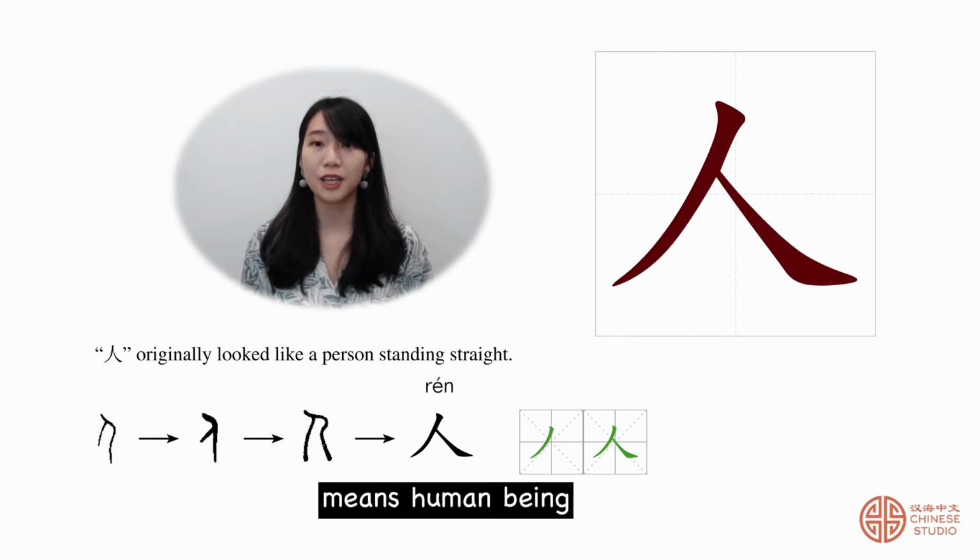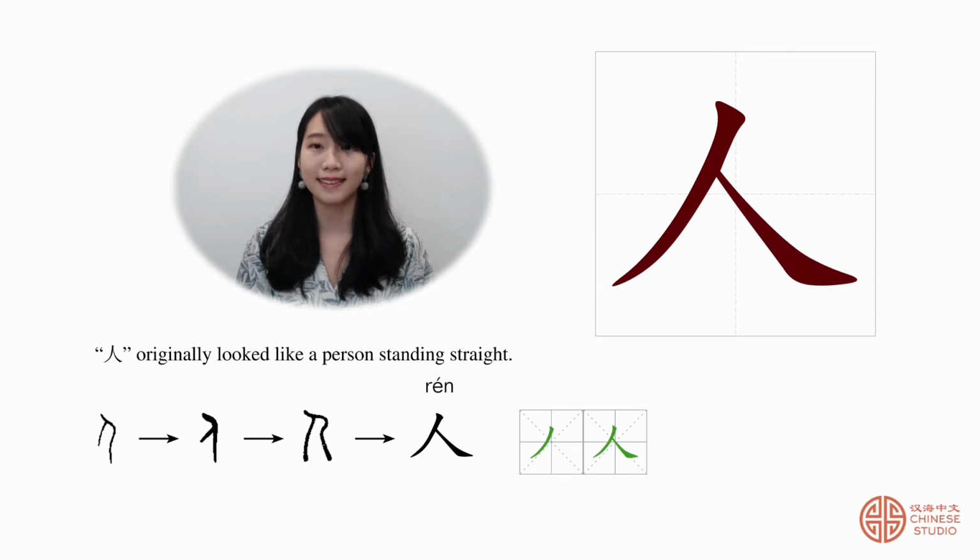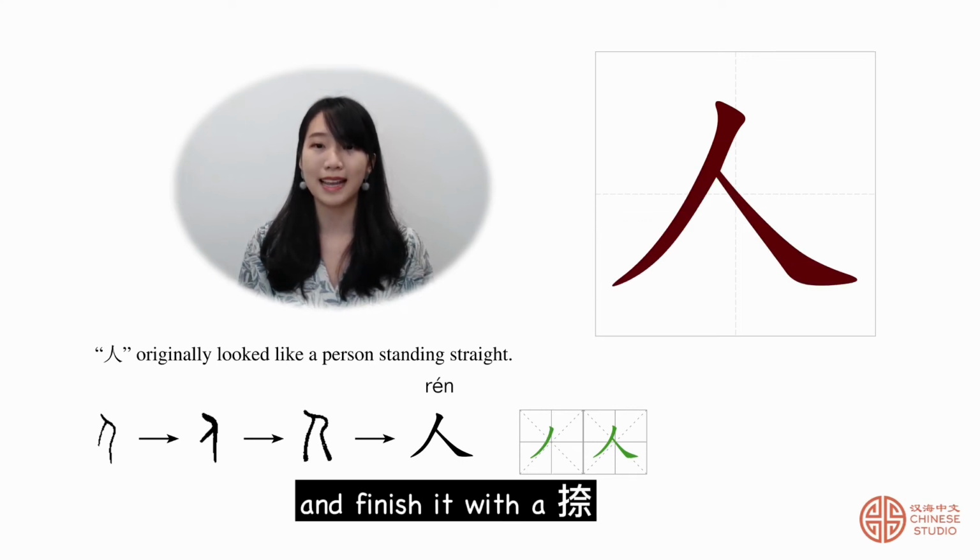人 means human being. It starts with a 撇 and finish it with a 捺.